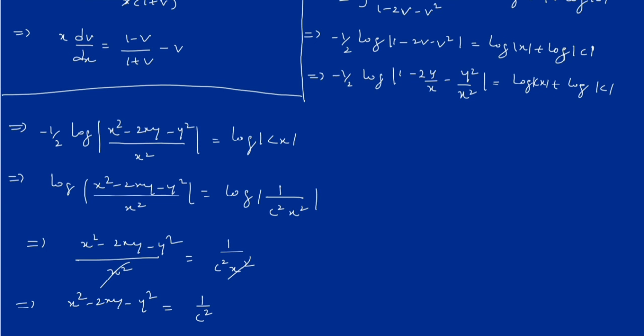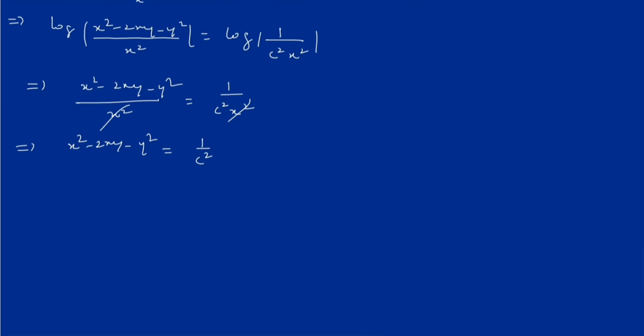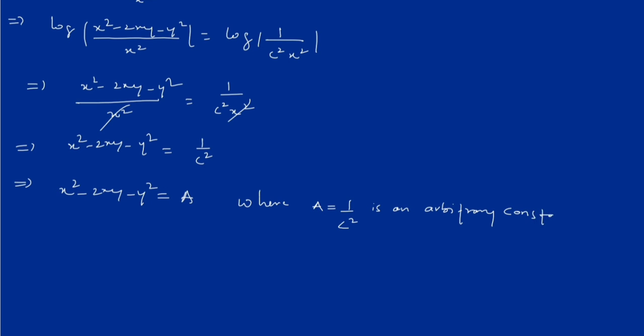So x square minus 2xy minus y square equals a, where a equals 1 upon c square is an arbitrary constant, which is nothing but our required solution: x square minus 2xy minus y square equals a. Let's see what we have here: order 2, x square, xy, y square. So it is nothing but the required solution of the homogeneous differential equation.